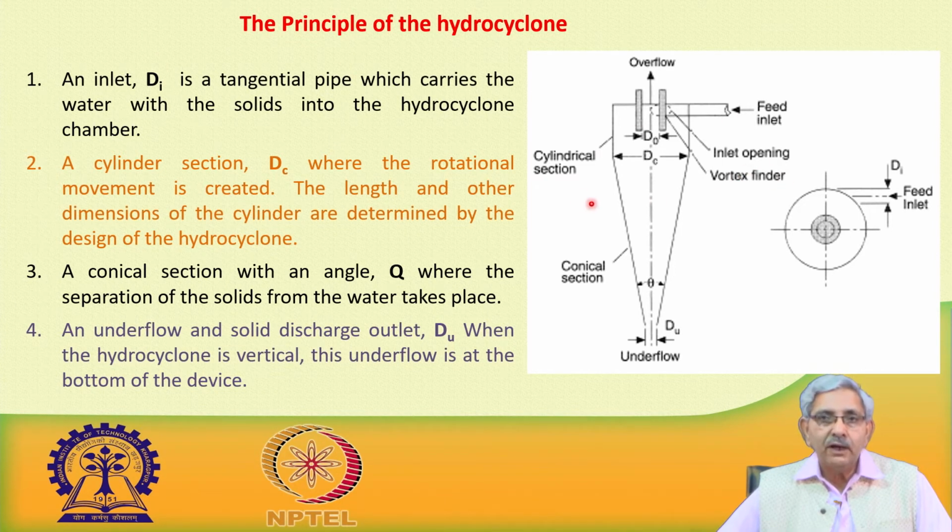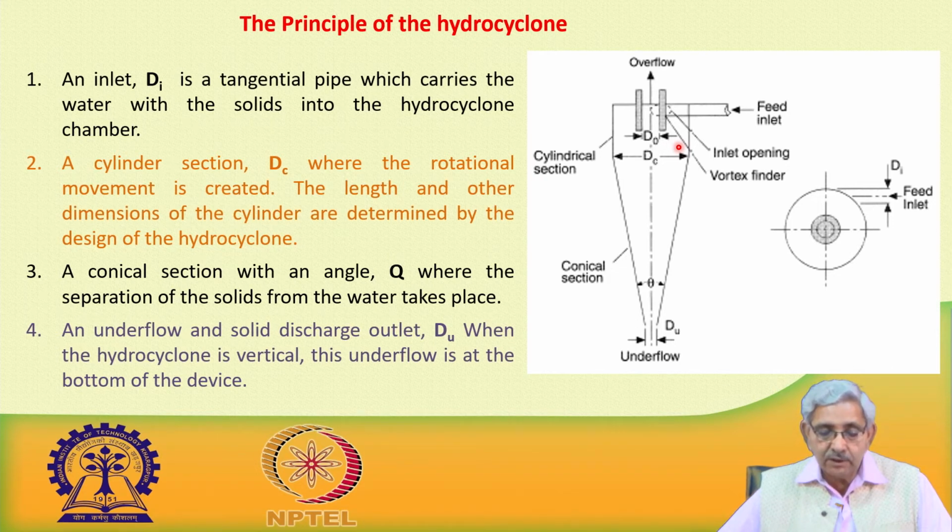Here you can see the diagram. In this diagram, this part is your inlet part. So, water comes, and this is a tangential pipe. There is a pipeline which is coming from this end. This is a tangential pipe which carries water with solids into the hydrocyclone chamber. Means the water which is coming from the pump, it will be receiving water from this end, then it comes to this end. So, there is a cylindrical section. This is the part where there is a cylindrical section. It is given by the diameter d c, and then rotational movement is created.